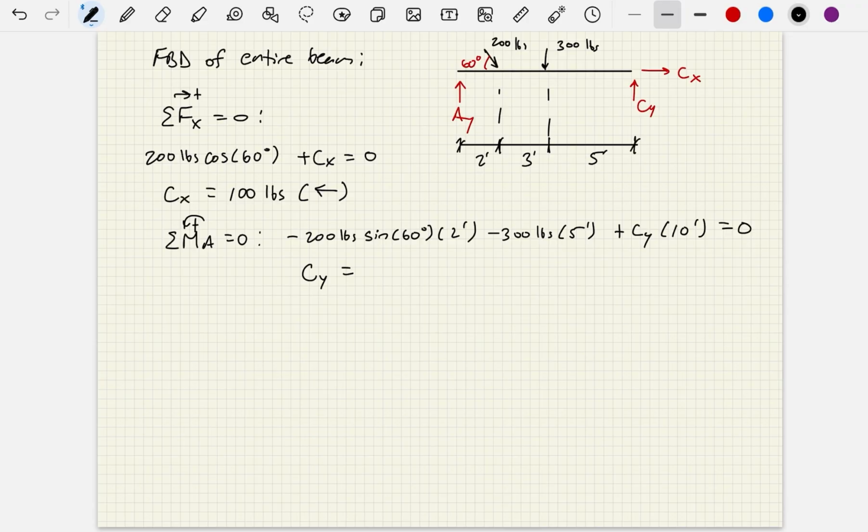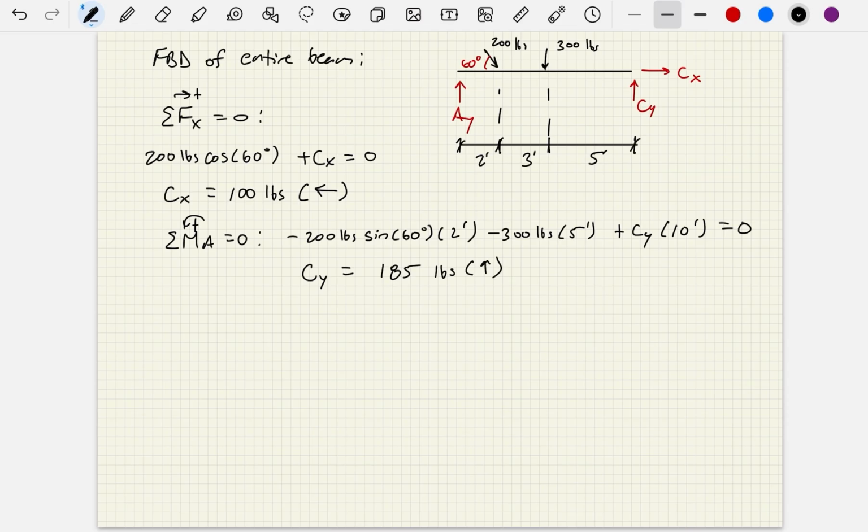200 times sine of 60 times 2. And then we're going to combine that with 300 times 5 and move it to the other side of the equation. Divide by 10. And so I get about 185 pounds, and it's positive, so it's reacting upwards.